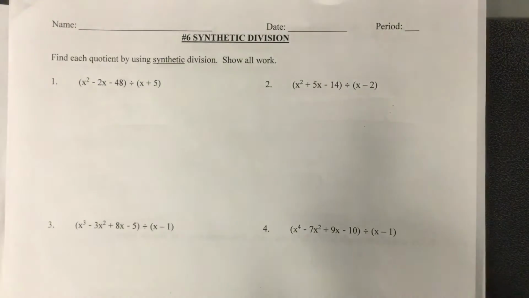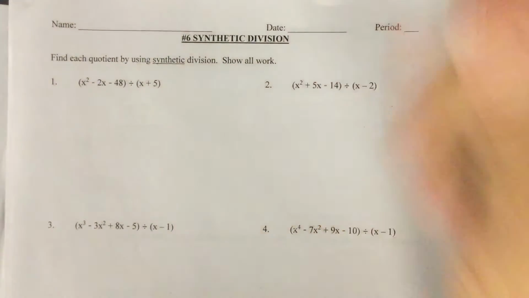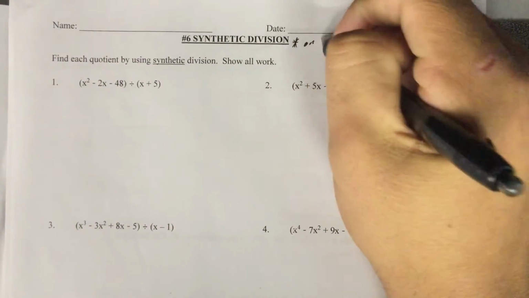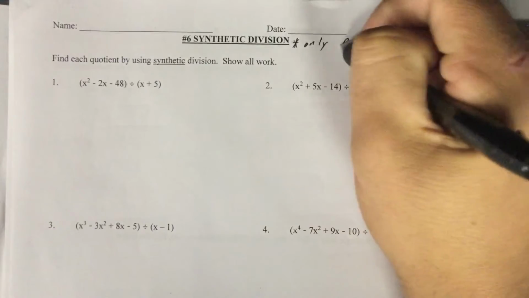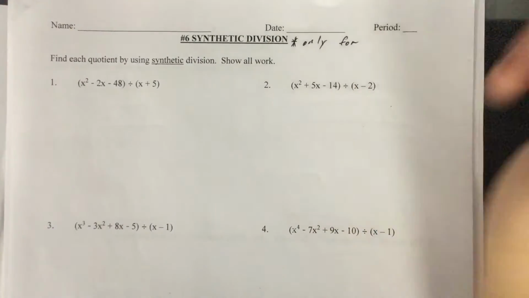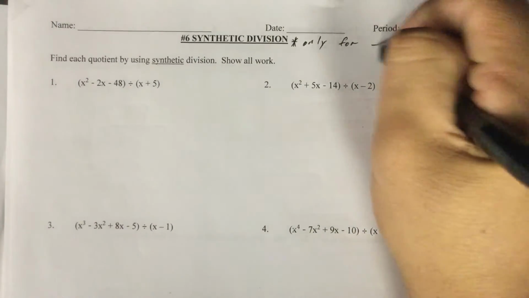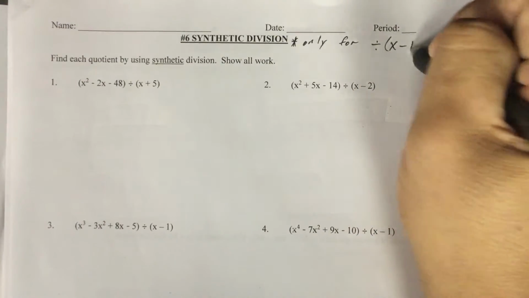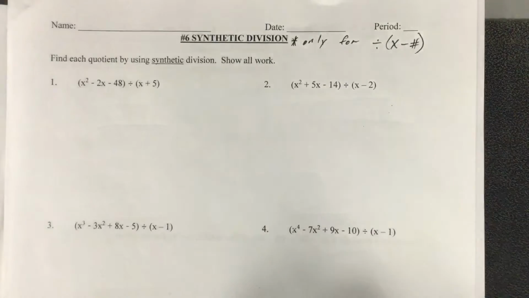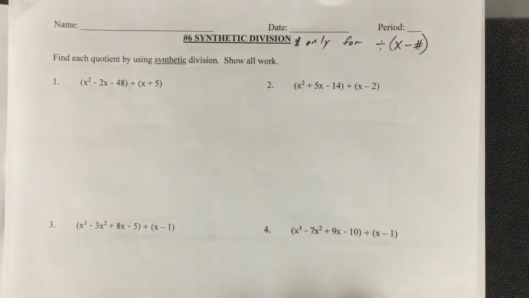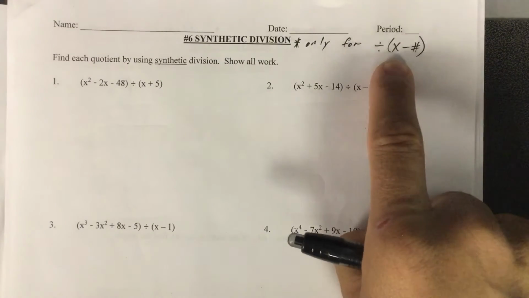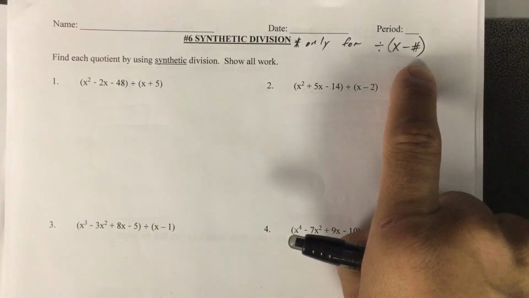Okay, synthetic division is special, right? Synthetic division only works for dividing by x minus a number. Remember, I told you on the other page that you cannot have 2x here. It has to be just an x, and then it has to be subtracting a number.